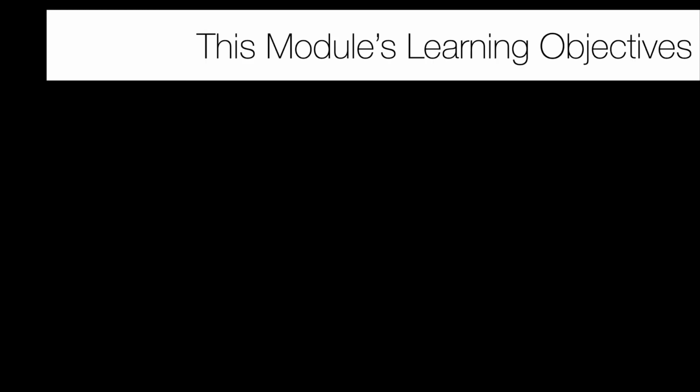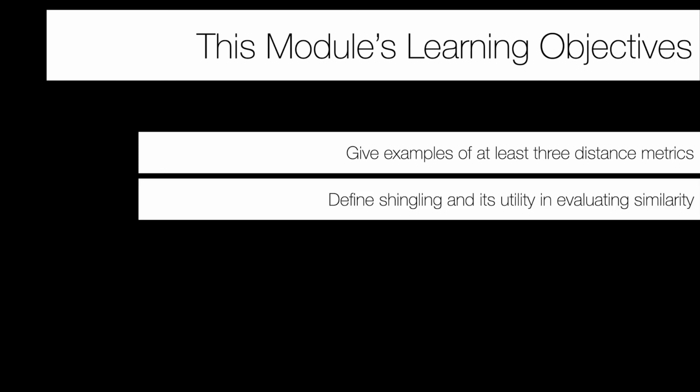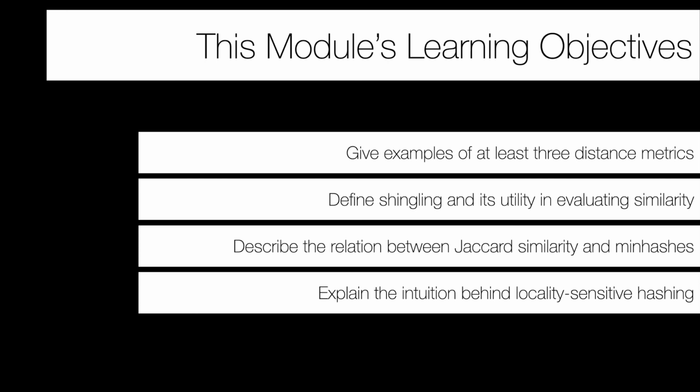So in this module, we have four main learning objectives. Giving examples of at least three distance metrics, so we're going to talk about different ways to operationalize similarity or distance. We want to be able to devise methods for applying similarity metrics to text, and we'll do this through shingling. Then we'll talk about minhashes and their relationship with the Jaccard similarity metric. And then finally, you should be able to explain the intuition behind locality-sensitive hashing and how we use hashing mechanisms to make distance calculations easier and more scalable.